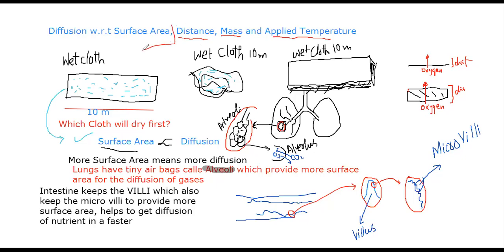But keep one thing in your mind. Let's suppose this is the surface area and the applied temperature. These are the two factors that are directly proportional. If you increase the temperature, the diffusion will be faster. If you increase the surface area, the diffusion will be faster. But if you increase the distance or increase the mass, it is inversely proportional. That's why I have mentioned here: distance and mass are inversely proportional. What does it mean? If the distance or mass is more, their diffusion will be less. And the last thing that I need to discuss here is the nature of the particle.